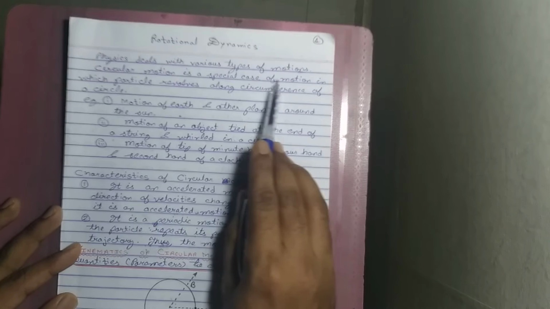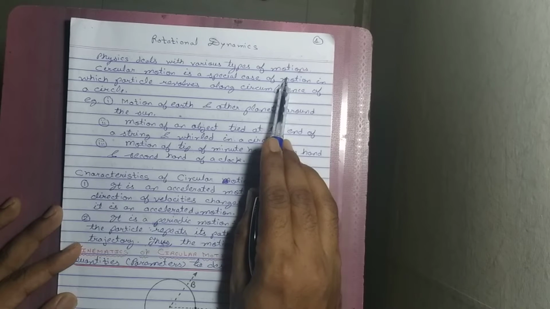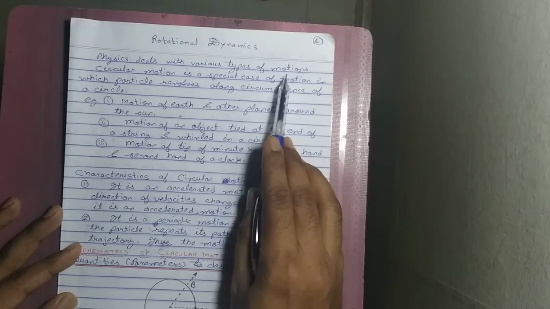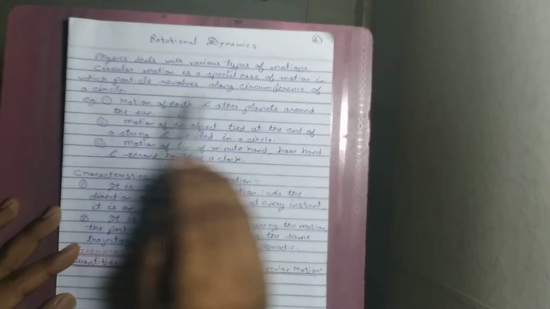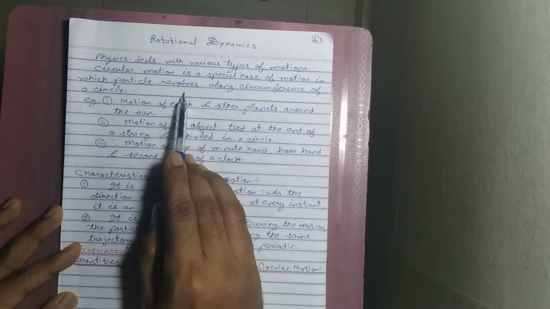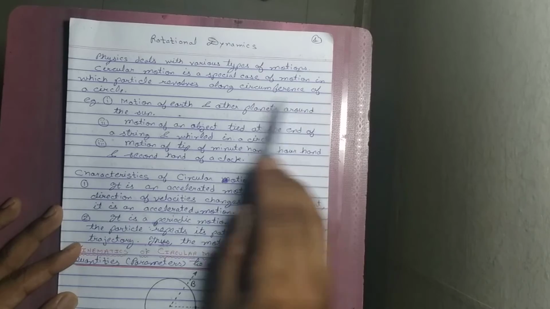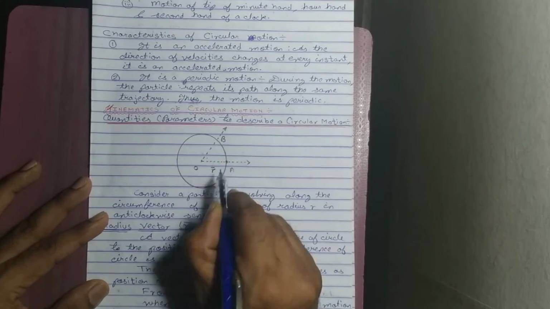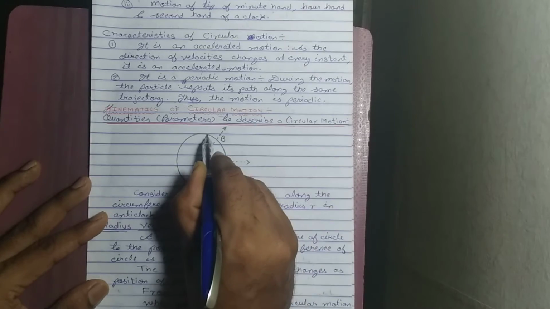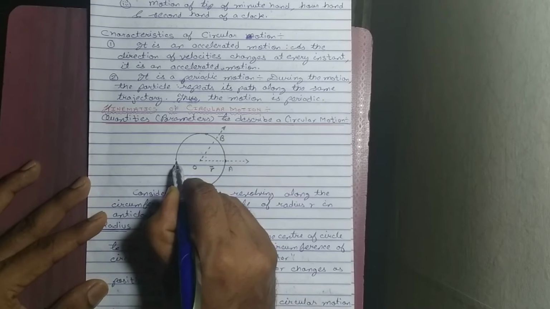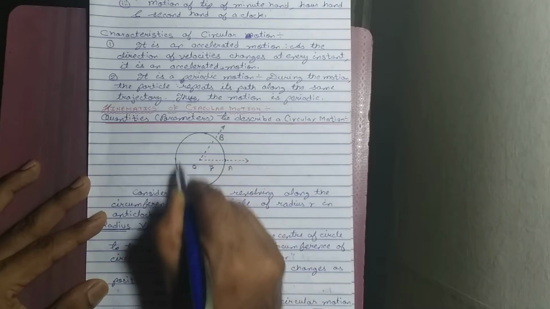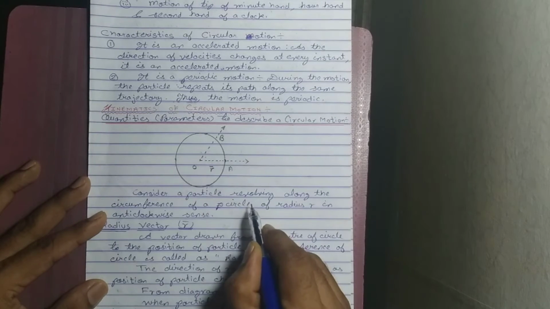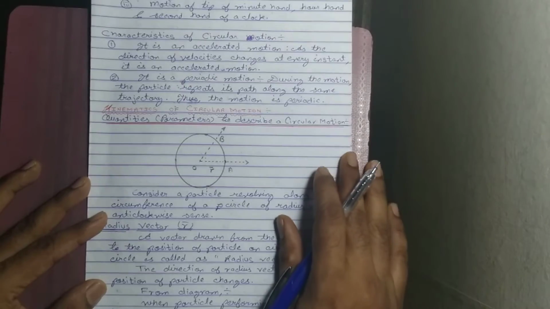Physics deals with the various types of motion. Out of various types of motion, the motion called circular motion is a special case of motion in which a particle revolves along a circumference of a circle. You will see here in the diagram, if I take a particle, it revolves along the circumference of a circle. Such motion of a particle is called circular motion.